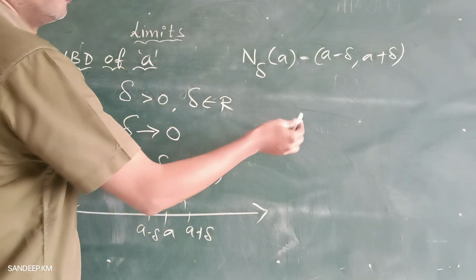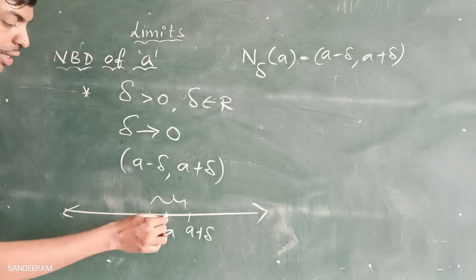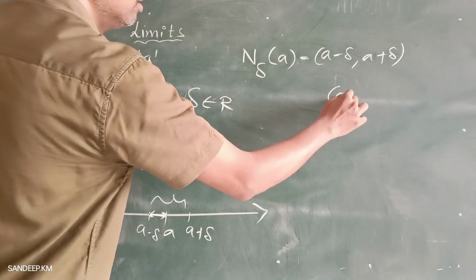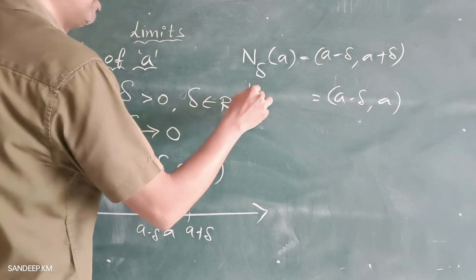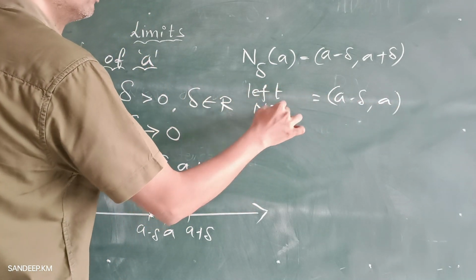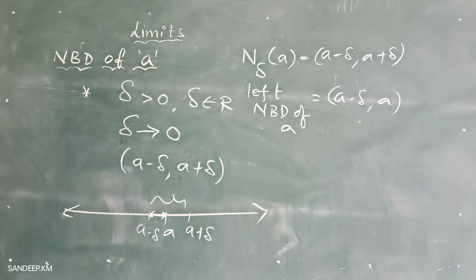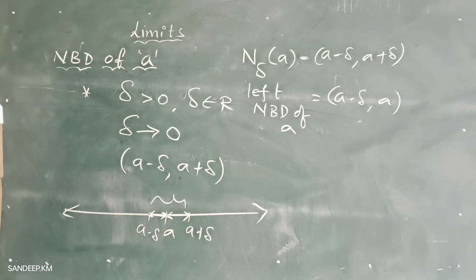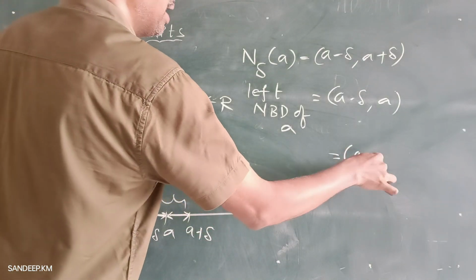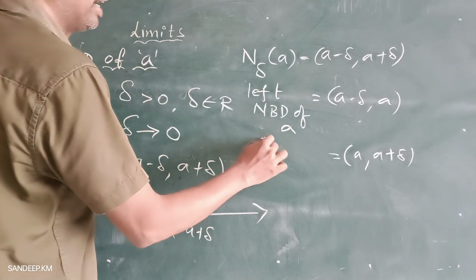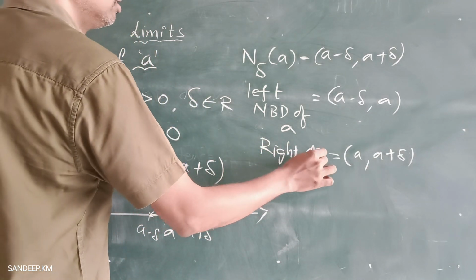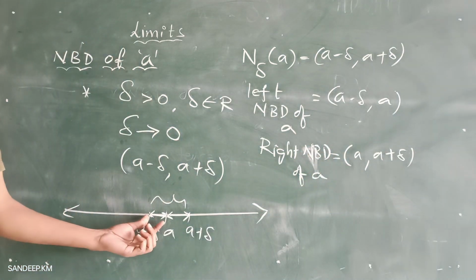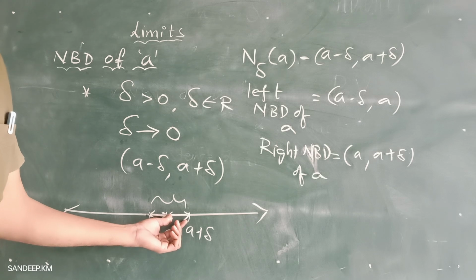Next, if you observe one thing, this part from here to here, this interval, we call it the left neighborhood of a. And this interval towards the right side of a in the number line, a comma a plus delta, is called the right neighborhood of a. So this is the left neighborhood of a and this is the right neighborhood of a.